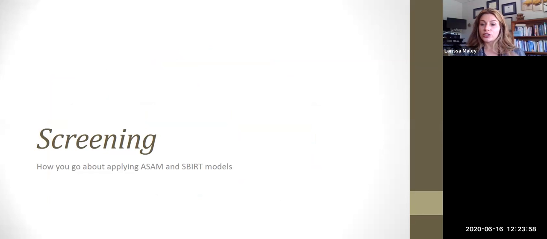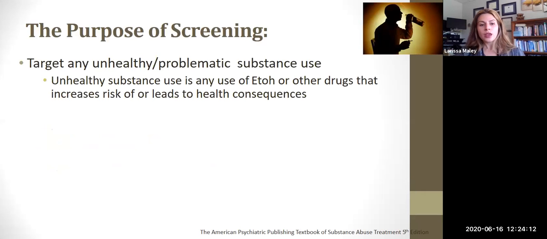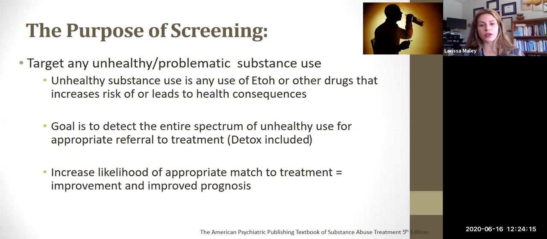Okay, now I'd like to just introduce some recommended screeners, because we've talked about how these models could be useful in your clinical practice. What would be the actual screening piece that you might want to consider if you're not already doing it? Again, the purpose is to target unhealthy or problematic substance use and/or mental health conditions to really be able to detect a spectrum, not just a narrow window. A screener is a big broad snapshot. It's not a concentrated assessment where we're looking very focused and detailed. It's really a big picture snapshot.